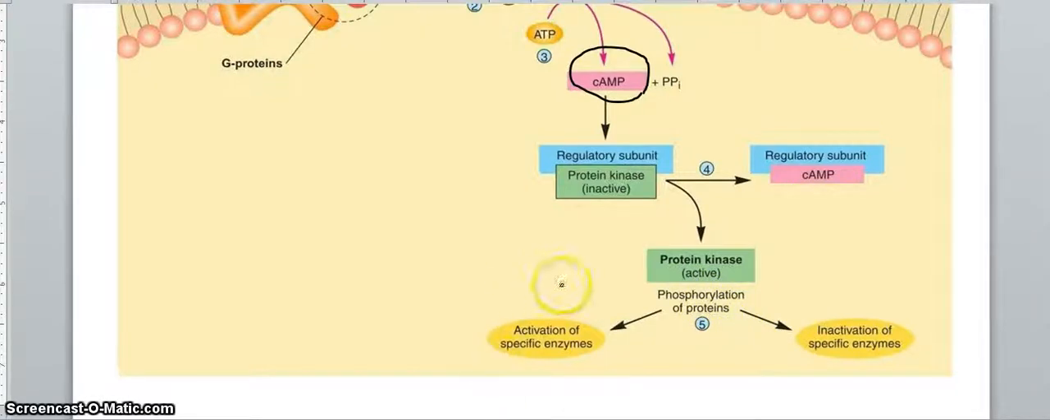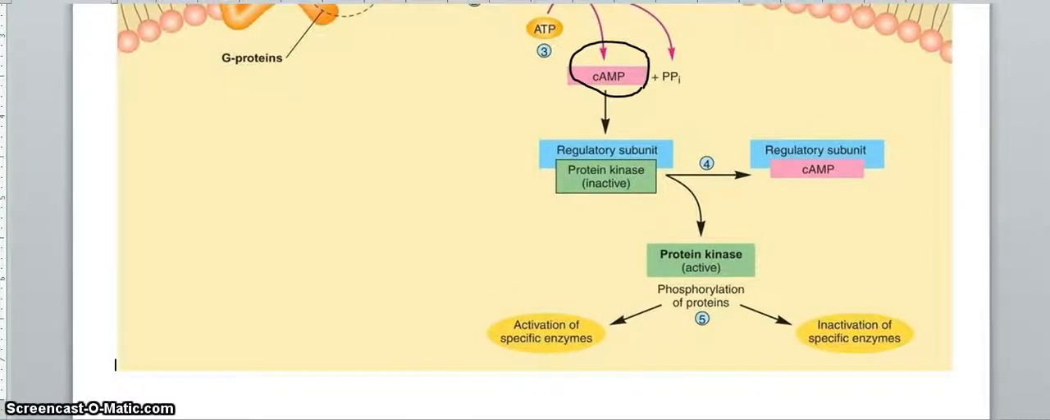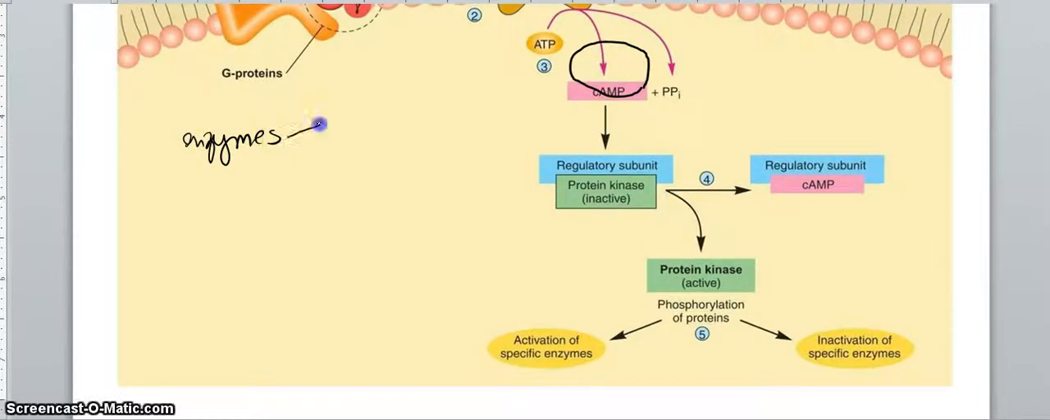and activate them. So, what they're showing here is that active protein kinase can either activate specific enzymes or inactivate specific enzymes, and these enzymes are the ones that will bring about the response in the second cell, the cell that receives the information from other cells. Now, these enzymes can either open or close channels, or they can activate a metabolic pathway.